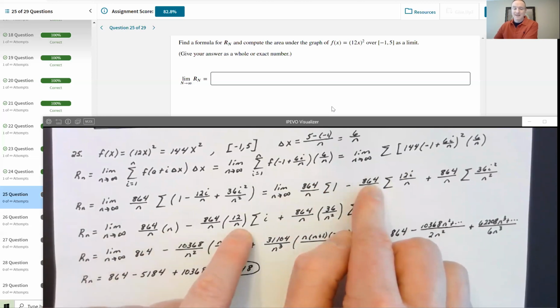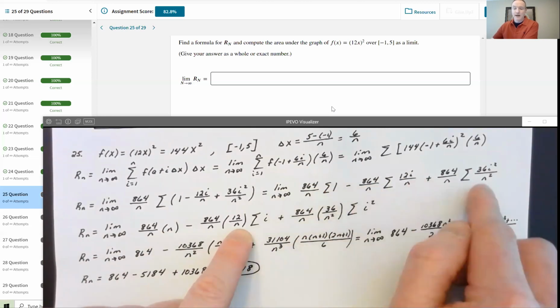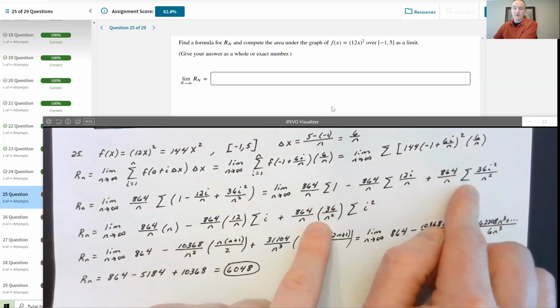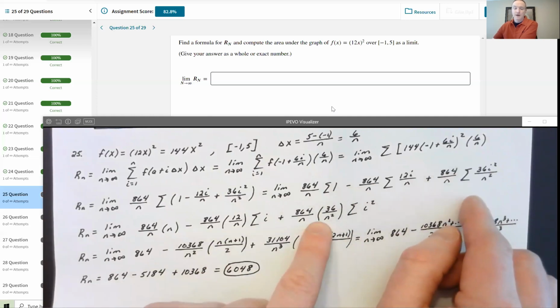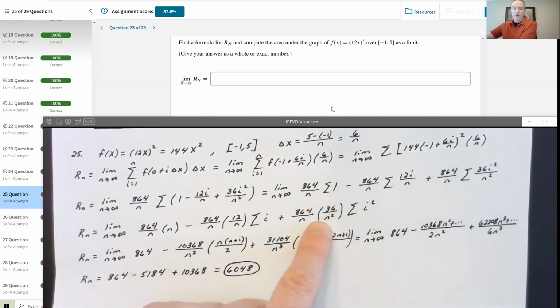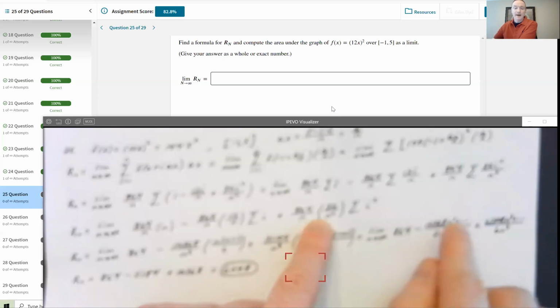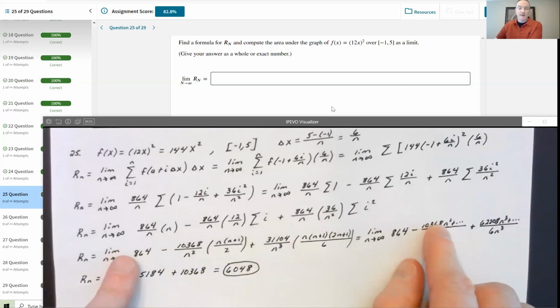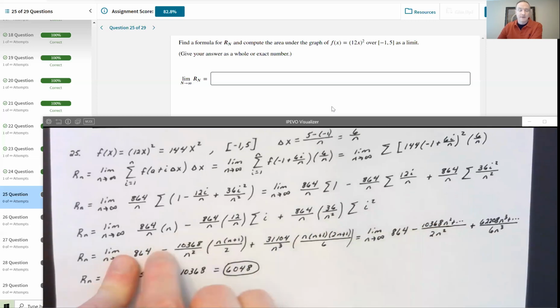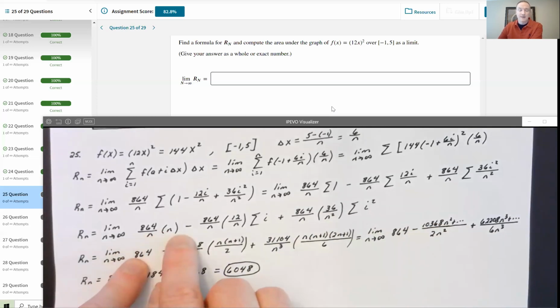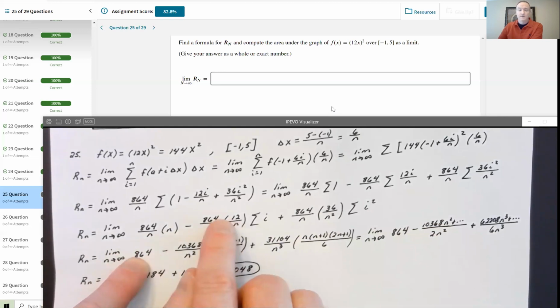It multiplies the 864 over n. And then the last one, the 36 over n squared gets pulled out front, multiplies the 864 over n. Now, for the next step here, what I did is I said, okay, 864 over n times n, the n's cancel, just gives me 864. The second one, 12 times 864, 10,368, and I'll have the n squared in the denominator.